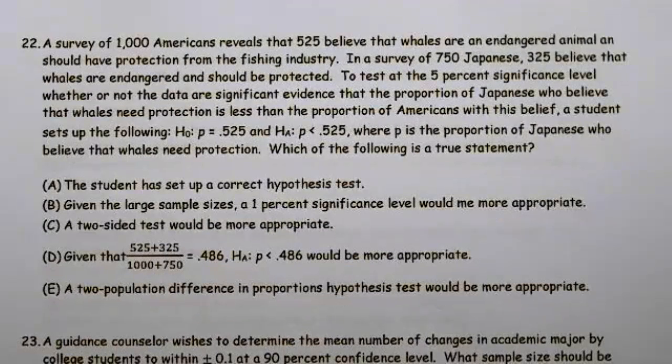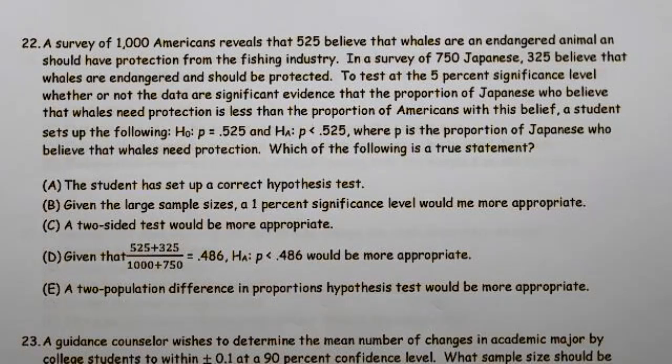Number 22, a survey of 1,000 Americans reveals that 525 believe that whales are an endangered animal and should have protection from the fishing industry. A survey of 750 Japanese, 325 believe that whales are endangered and should be protected. To test at the 5% significance level whether or not the data are significant, the proportion of Japanese is less than the proportion of Americans. A student sets up the test where P is the proportion of Japanese.